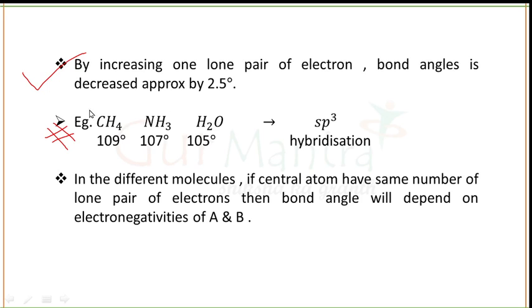As you can see in this following example, all of the elements are sp3 hybridized, while the bond angle decreases as you move from CH4 to H2O because the number of lone pairs is increasing. In a different molecule, if the central atom has the same number of lone pairs of electrons, meaning a constant number of lone pairs, then the bond angle will depend on the electronegativities of the atoms.